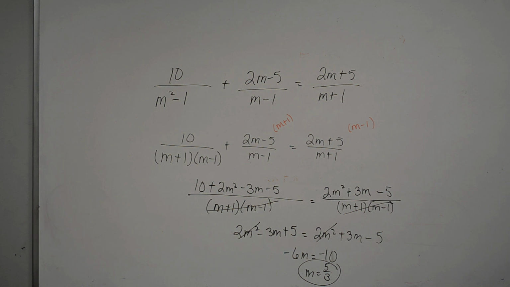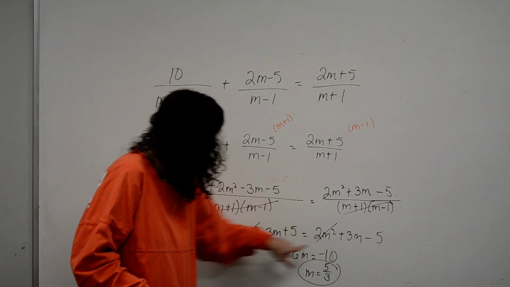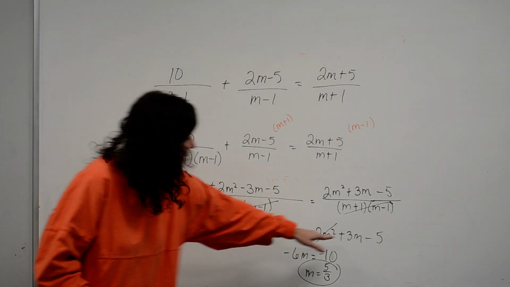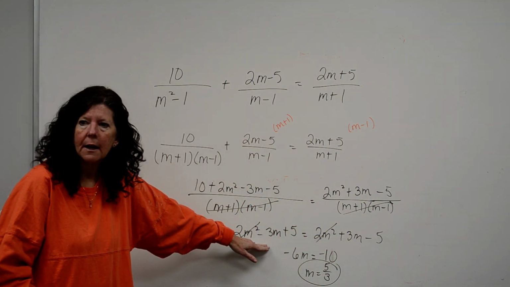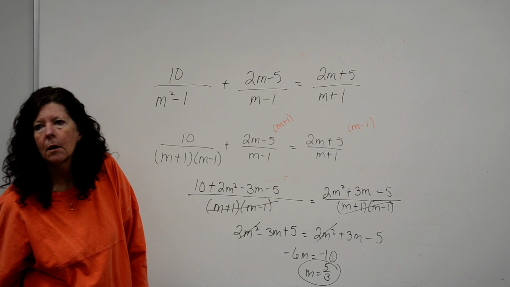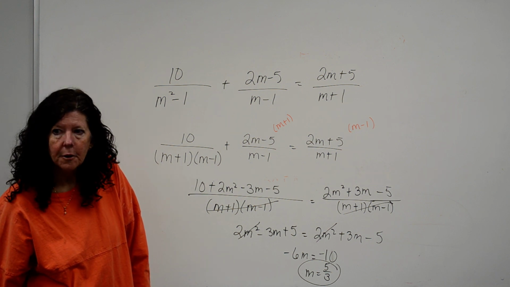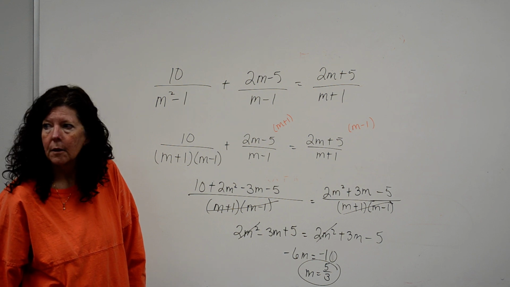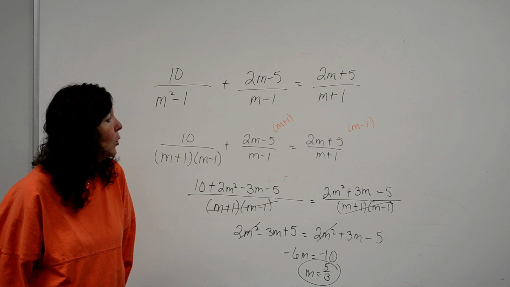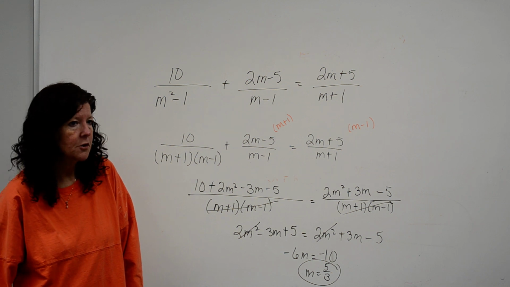Where did the -6m come from? Right here, I brought the 3m over. So when I subtracted the 3m and added it to the negative 3m that I had, that gives me a negative 6m. Yes, no, maybe? Yeah. More opportunities for careless mistakes on that one, because you're doing a lot more.